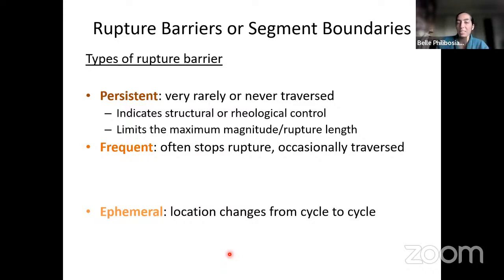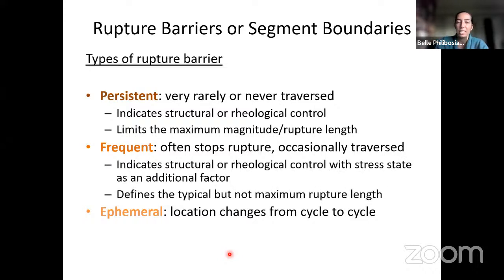Similarly, but less strong, would be a frequent rupture barrier. In this case, ruptures often stop at that location, but occasionally they would be traversed. And again, this indicates some kind of structural or geologic control, but probably the state of stress on the fault is an additional factor controlling whether a given earthquake is able to pass that point. And this might define the typical, but not the maximum, rupture that is possible.